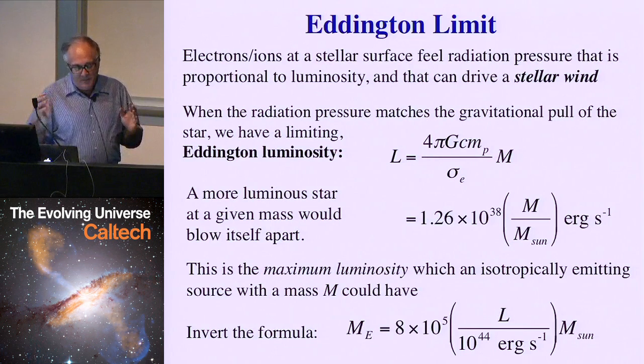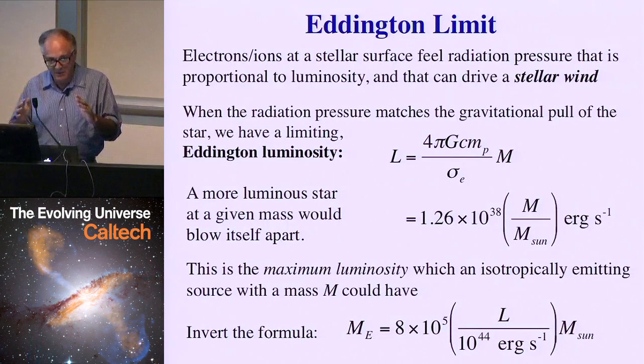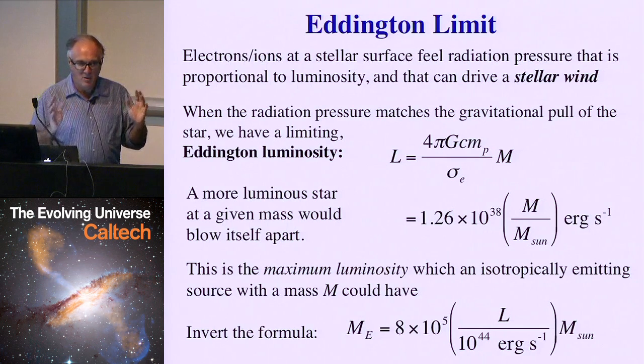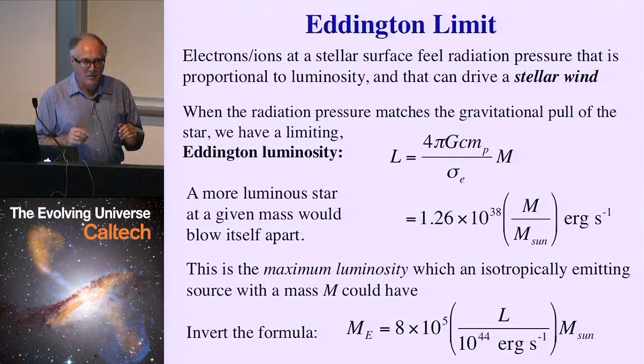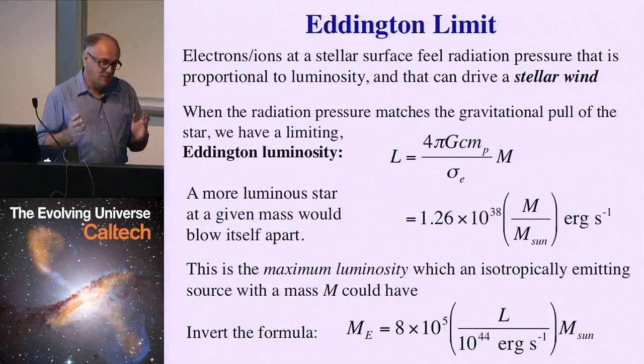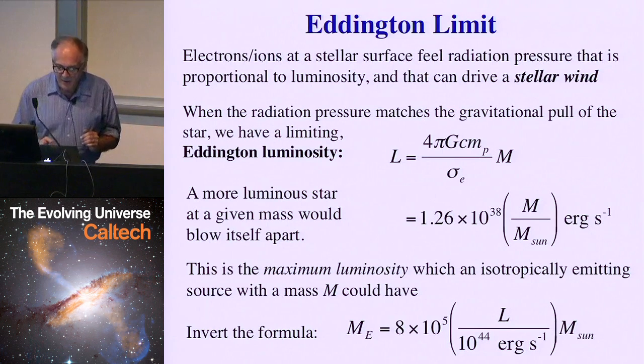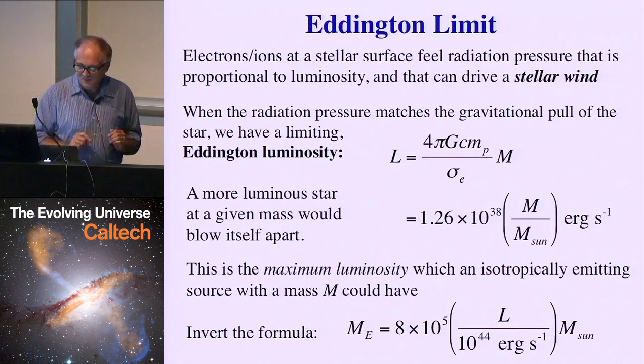Now, at the same time, there is gravitational pull on these ions and electrons. So when the two are equal, that gives you a limiting luminosity for a given mass. If a star at that mass, meaning at that gravity, is more luminous than this particular limit, that means radiation pressure will prevail. The star will just kind of blow its outer envelope out. And so for a given mass, given gravitational pull, there is a limiting luminosity. It's called Eddington luminosity, and it's given by this formula. It's linearly proportional to mass. And this is of the order of a few 100,000 times the solar luminosity.